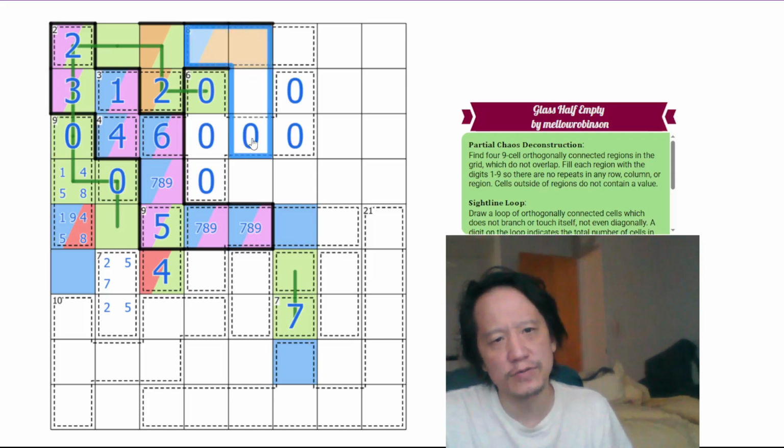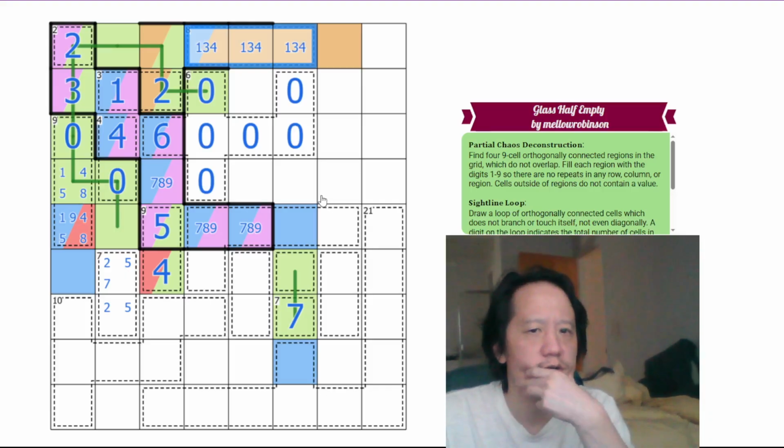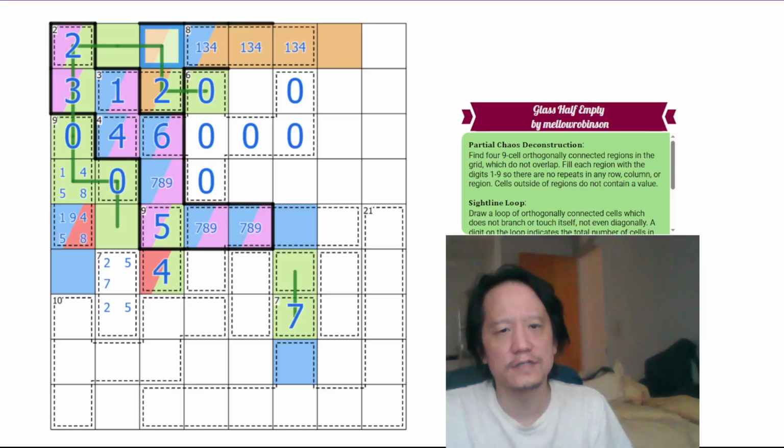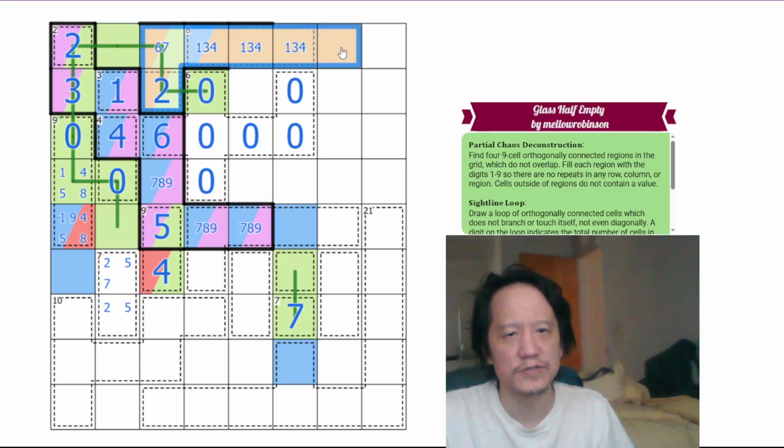This then cannot go this way, so it must go this way. So we have to go orange here, orange here. This becomes 1, 3, and 4. This is at least 6, so it's 6, 7. Could be 1, 2, 3, 4, 5, 6, or 7.